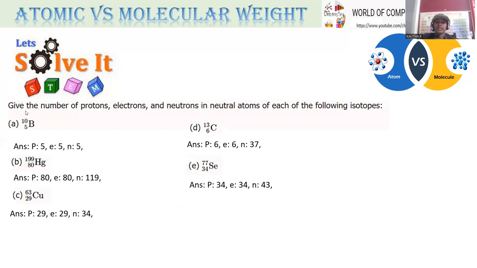Move on to another kind of problem representation. We are going to solve another kind of problems. Give the number of protons, electrons, and neutrons in the neutral atoms of the following. There is no charge. That's why we have to calculate protons, electrons, and neutrons. These are the subatomic particles. Now, the first element is boron.